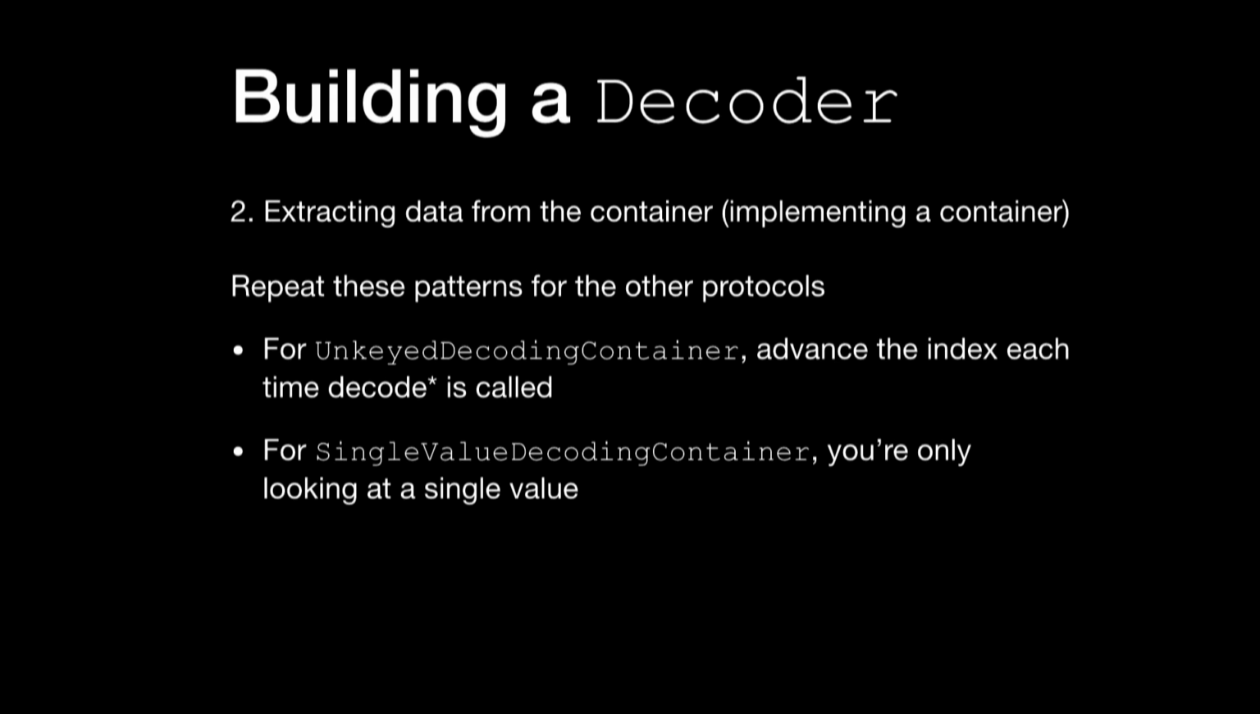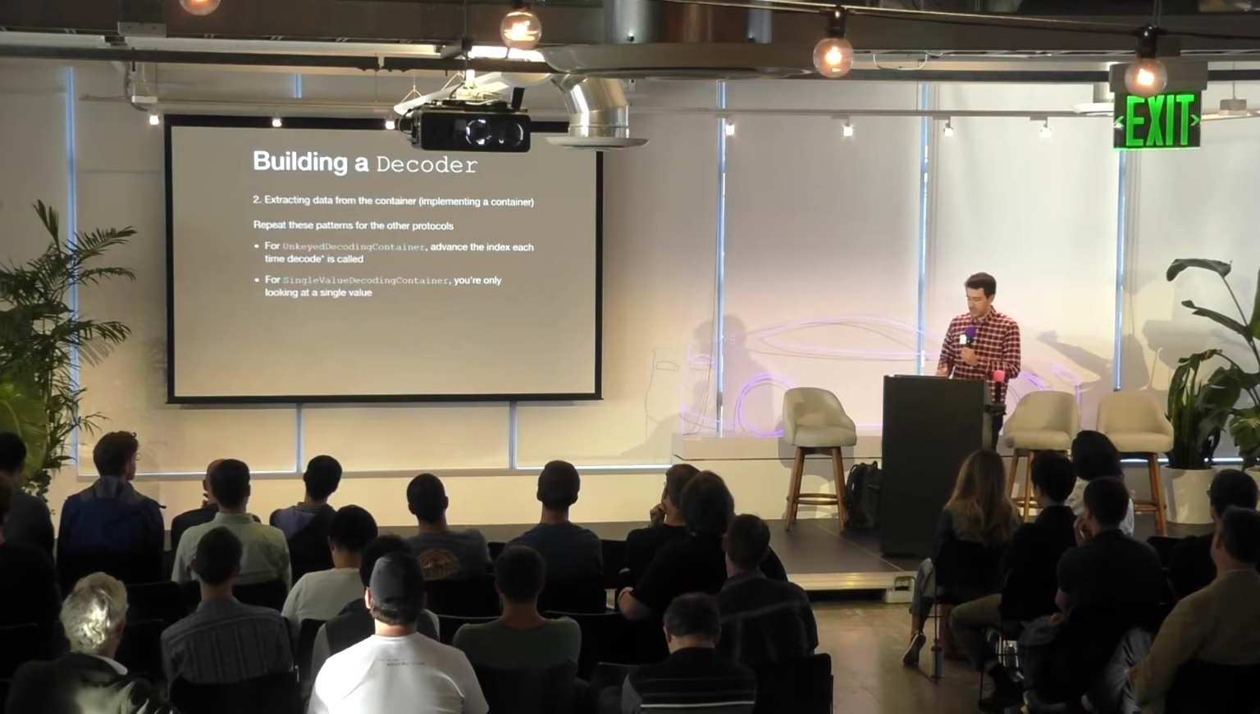And then for single value decoding container, apologies, I'm going to have to say decoding, decoder, container, and a lot of other things a lot. With this one, you're only looking at a single value, so it's even more straightforward. Here, you're basically just leaning on your decodable type to call the appropriate decode method on this container, because it's going to know what value it expects to extract here.